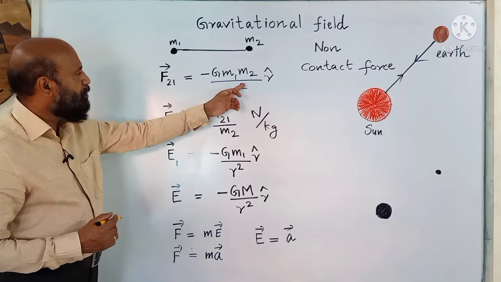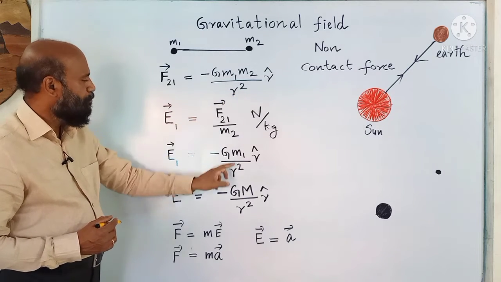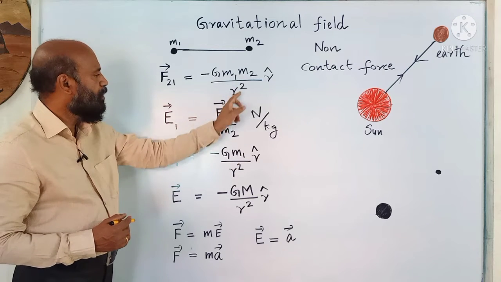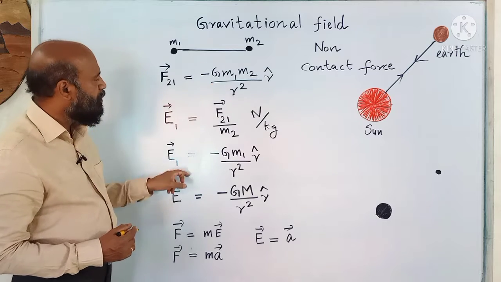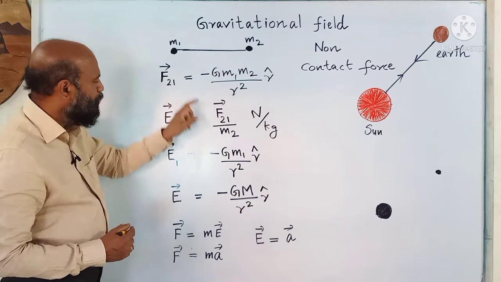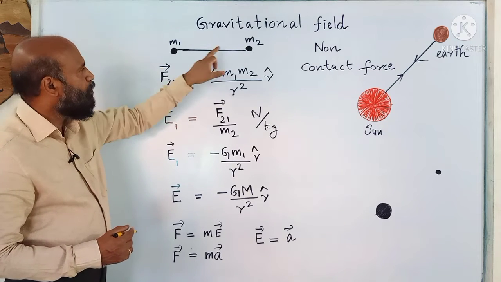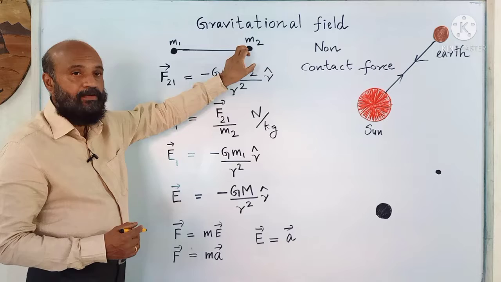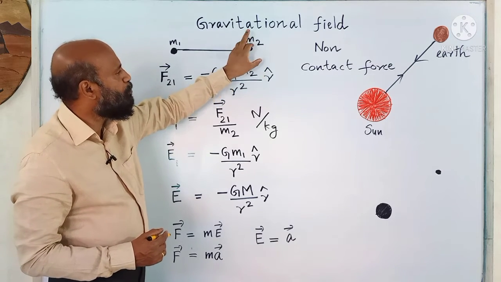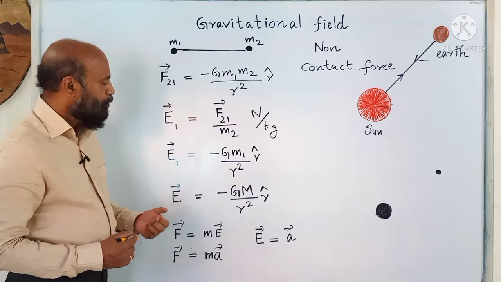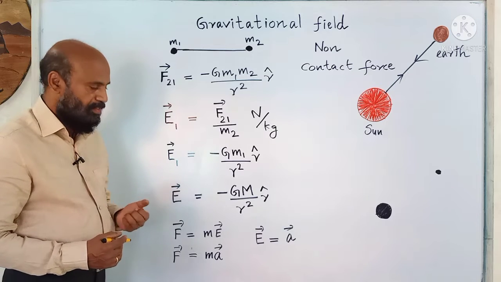Now after dividing this by m2, you will get minus G m1 by r square r cap. When we divide by m2, this m2 will get cancelled. So this is the intensity at this point because of the mass m1. So intensity depends on the mass m1. It will not depend on the mass m2 because it's a force experienced by unit mass. So m2 is assumed to be 1 now. The force experienced by unit mass is known as intensity.